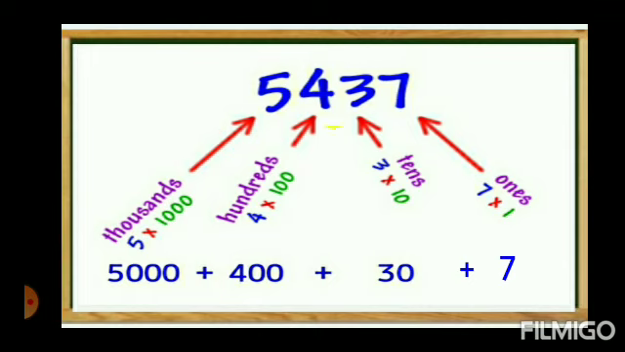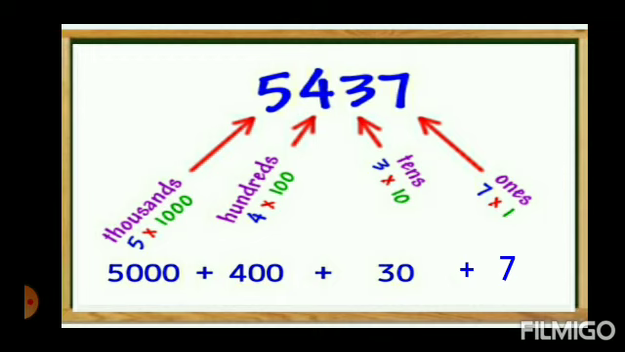What is the place value of 4? 4 is in the hundreds place. So the place value of 4 is 400. What is the place value of 5? 5 is in the thousands place. So the place value of 5 is 5000.